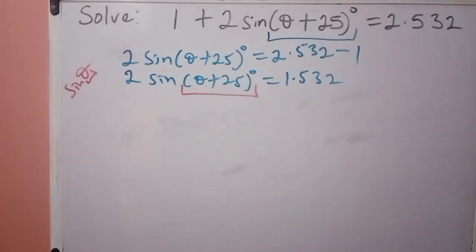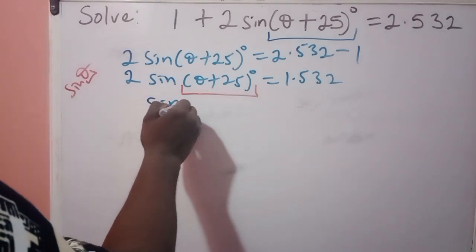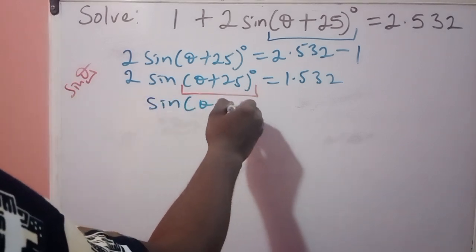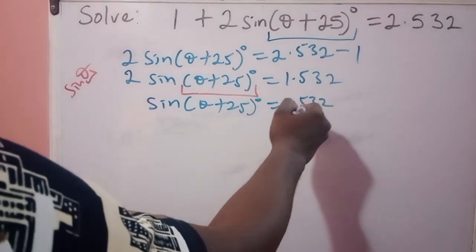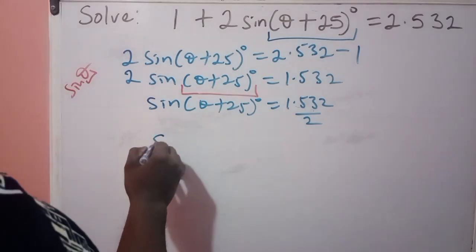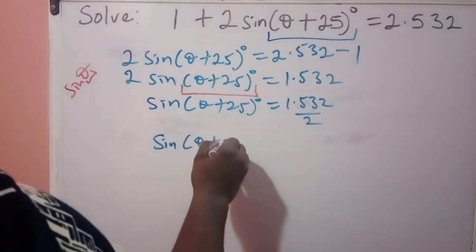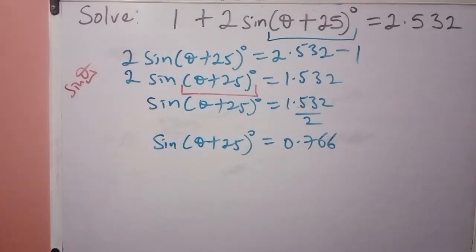Of course, in this case now, for us to go on, we have to divide both sides by 2 so that we can have theta plus 25. So this will be 1.532 divided by 2. So if you press that on a calculator, you'll be having 0.766. So we are able to arrive at sine theta plus 25 degree equals to 0.766.